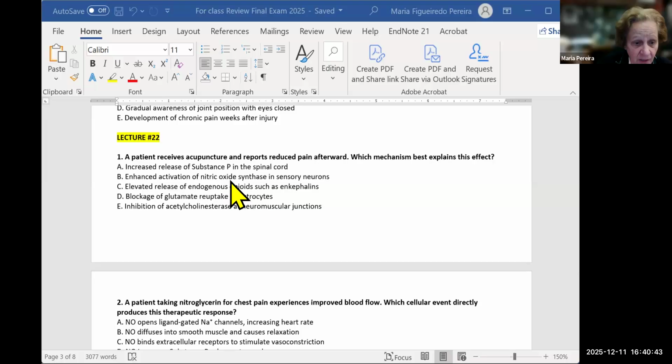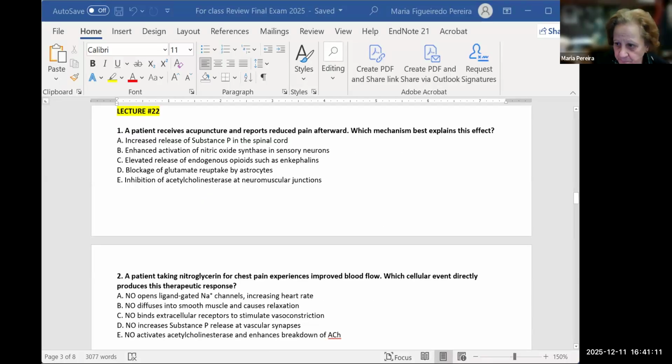Enhance activation of nitric oxide. Now, nitric oxide, remember, is a neurotransmitter that causes vasodilation. Elevated release of endogenous opioids, such as enkephalins. That's correct. Blockage of glutamate and inhibition of acetylcholinesterase. So when you find and you're sure that you have the correct answer, just put it down.